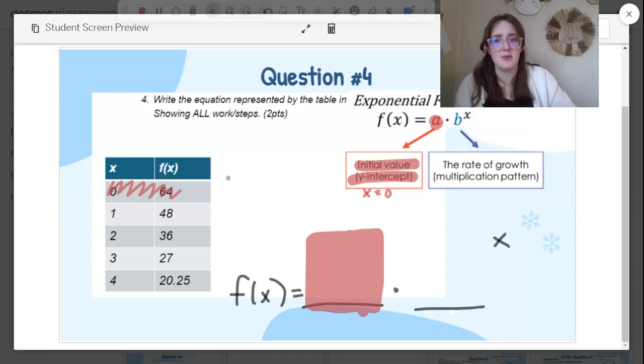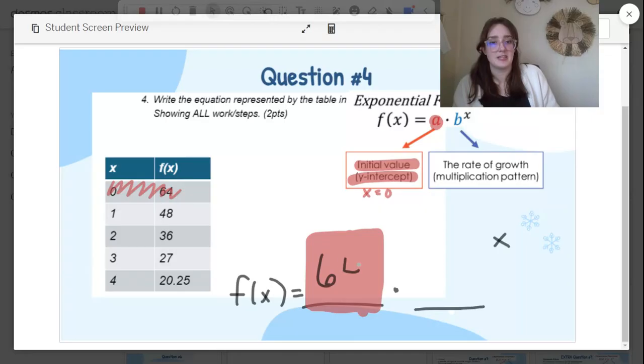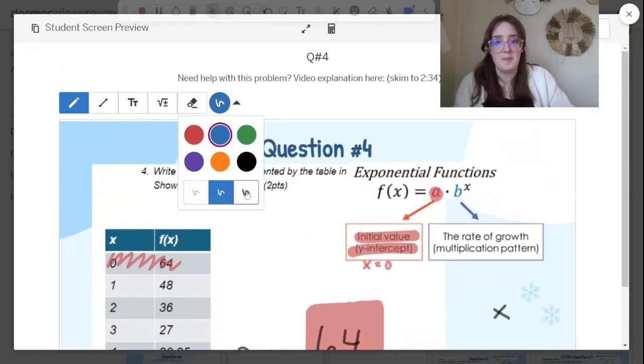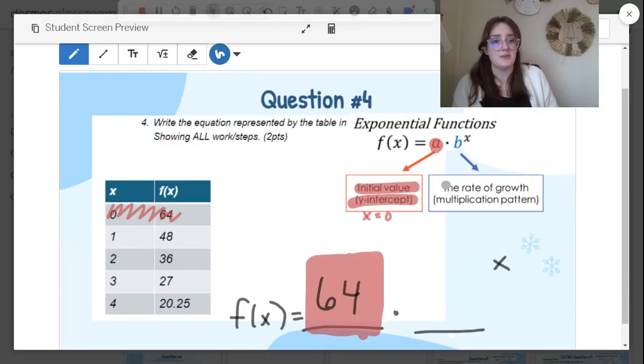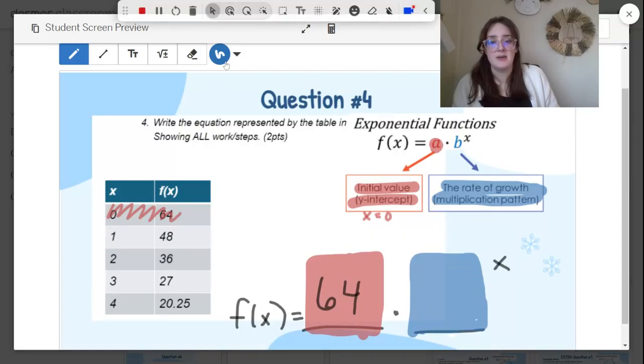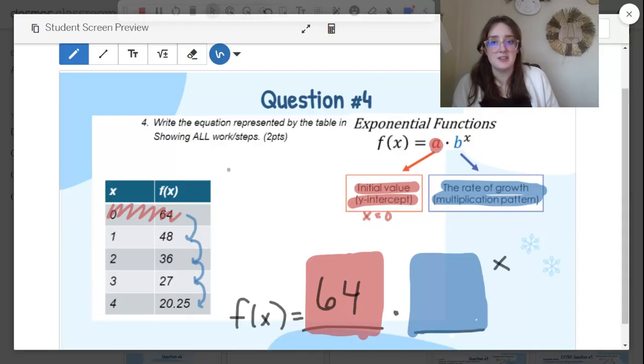Pretty simple. Looking at our table, we can see x is 0. When x is 0, y is 64. So we can plug that in. And then for B, finding the multiplication pattern, our rate of growth. For B, we're just seeing how are we making these bunny hops? How are we jumping from number to number? How we find that, again, is we take the second term in the sequence, for our y value, divided by the first. So the second is 48 divided by 64.